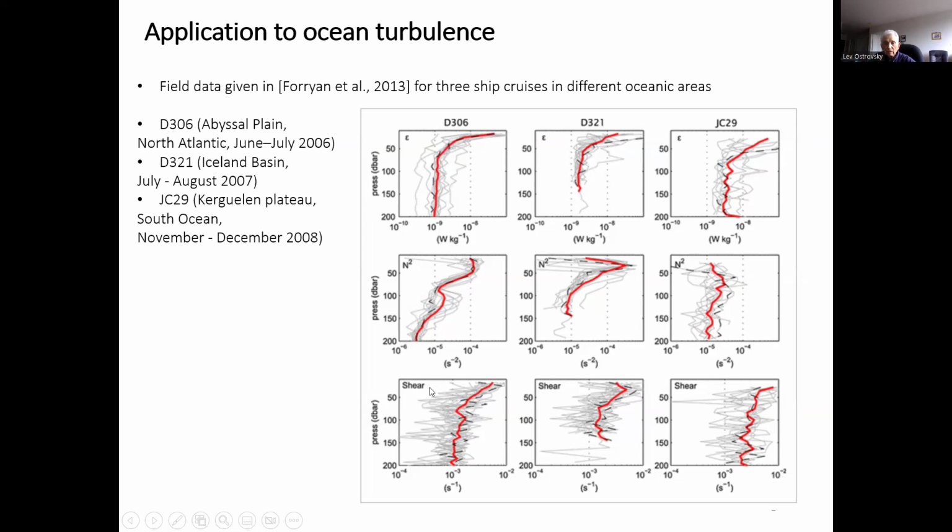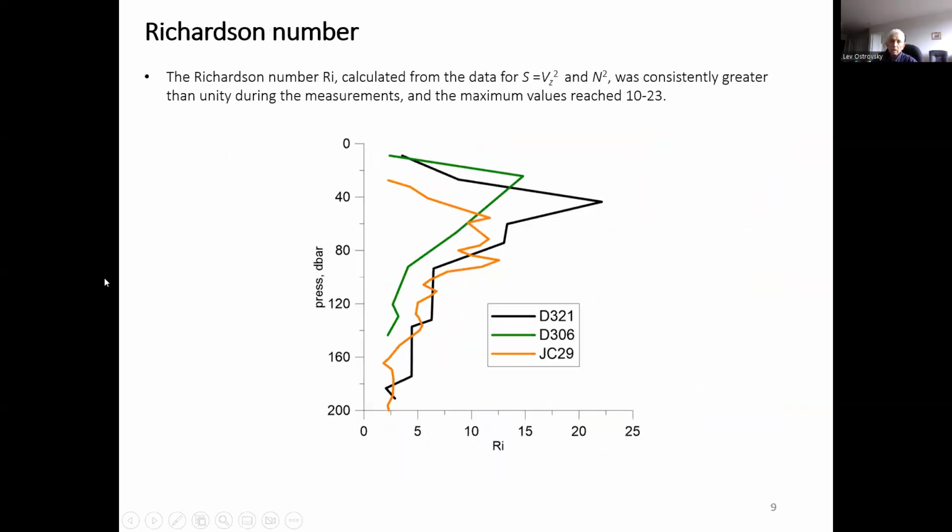of individual measurements, which are in gray here. Sometimes it's an order or more from the average value. So we start from the average, red. Then we will try to do something about this too. Okay, then first of all, we plotted the Richardson number for this data. And as you see, for all three cruises, all three places, it is practically everywhere always more than one, two and more, and up to even 10, 20, 25 here.